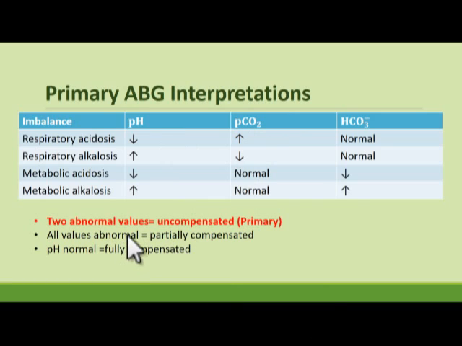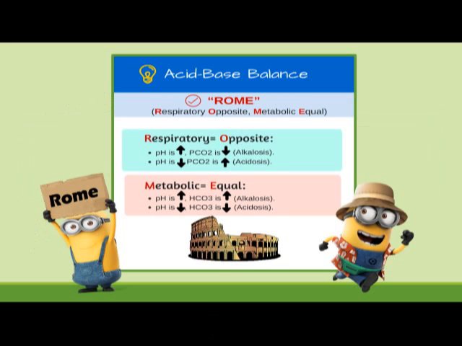If two components have abnormal values, it is primary, which is uncompensated. The two abnormal values can be in either the pH and PCO2 components, or the pH and HCO3 components. To determine if it is respiratory or metabolic, remember ROME.